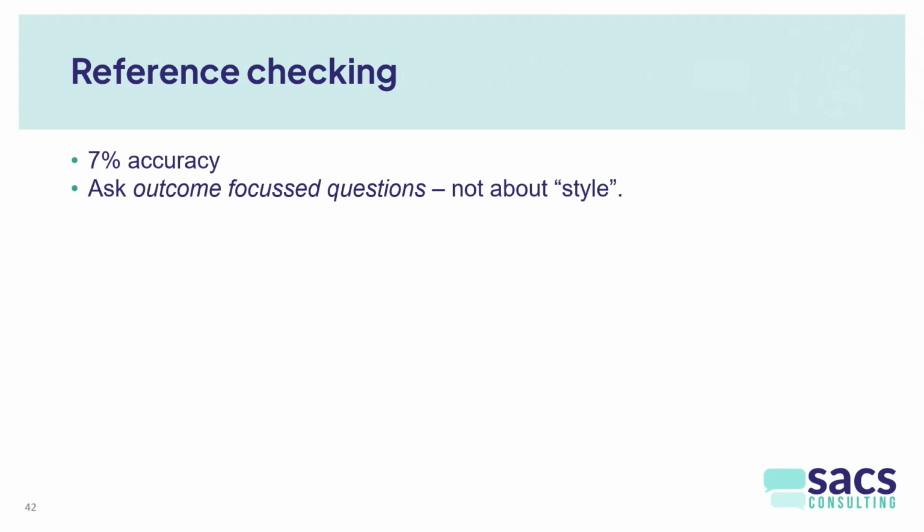And then finally, reference checks. Reference checks are notoriously inaccurate. And you see I've quoted the figure of 7% accuracy here from the earlier research I showed you about the effectiveness of different recruitment methods. You should use them, but don't rely on them massively.